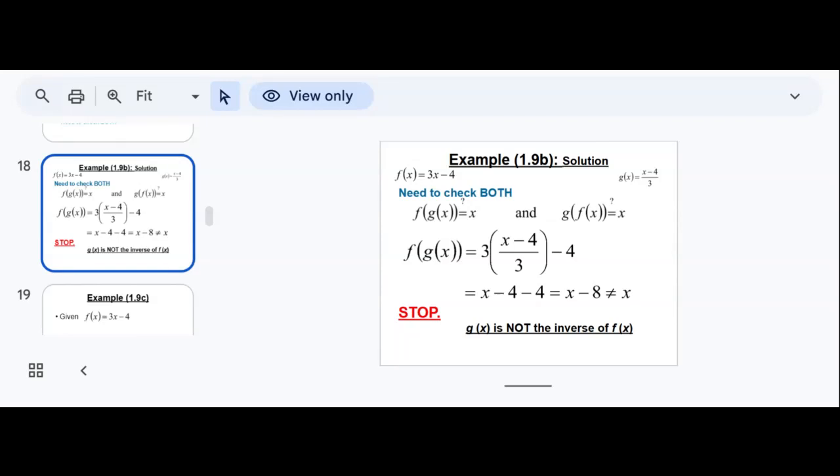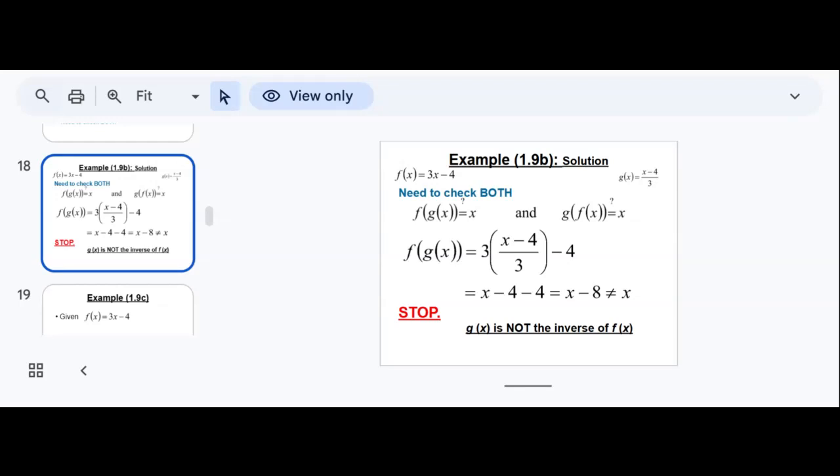What if you get x? Then you have to do it one more time. You have to put f inside g. And if the result is x, then you say yes, g is an inverse of f of x. Clear? But we can also calculate with y equals 3x minus 4 and make its inverse.